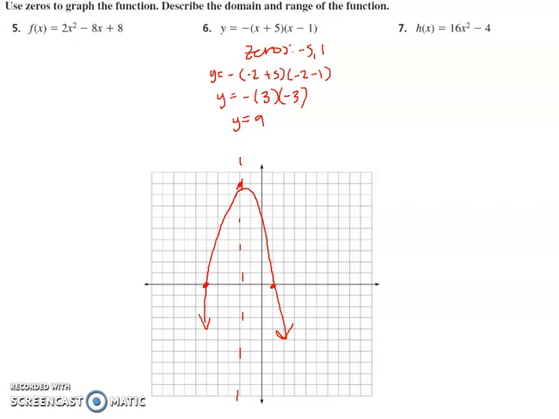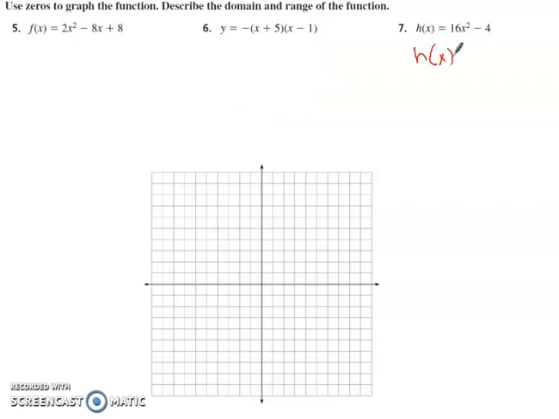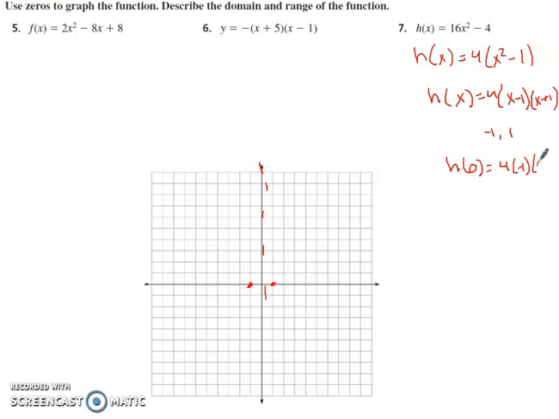And lastly, I factor. Oops, that should be a minus 1. And this factors down to 4 times x minus 1 and x plus 1. So my zeros are negative 1 and positive 1. And my vertex would be on that line where x is 0. So plugging in a 0, I find that my vertex is at the number negative 4. So my vertex is going to be here, and your graph will look like this.